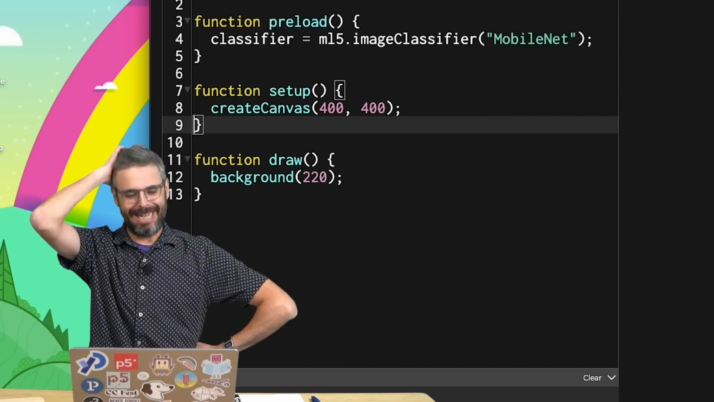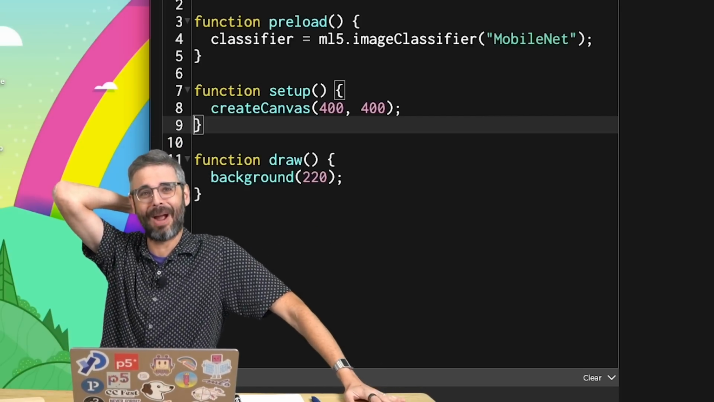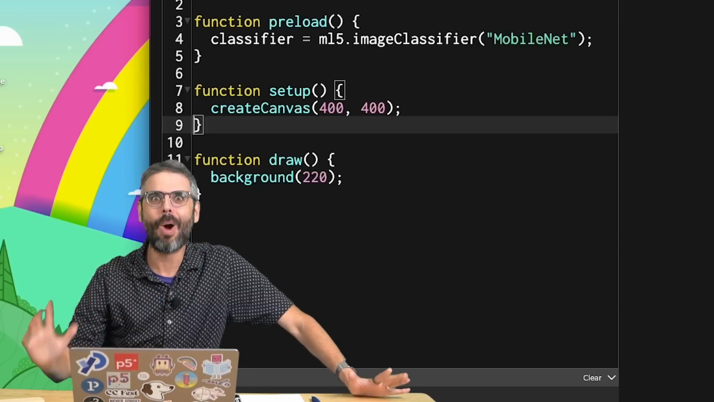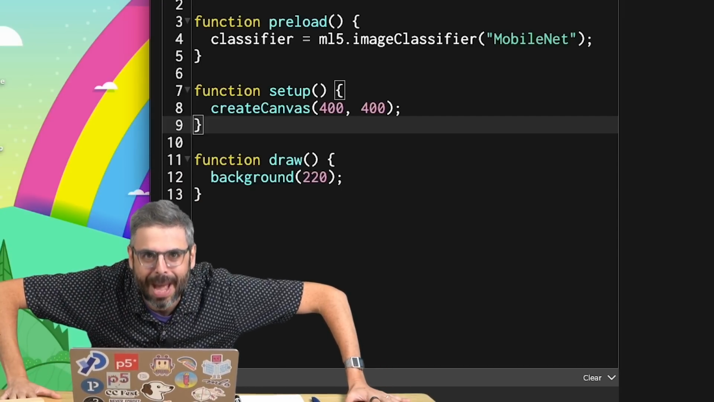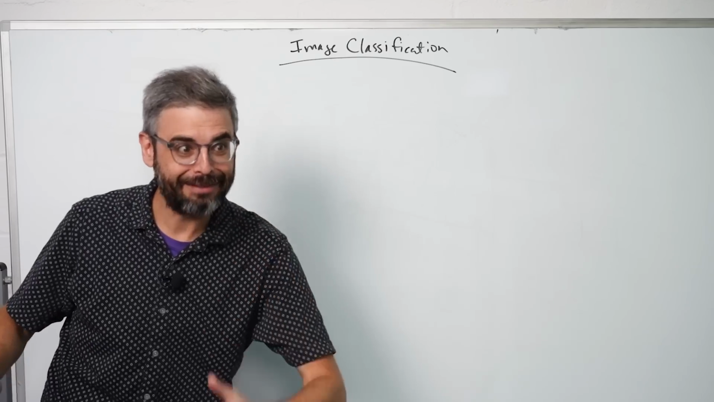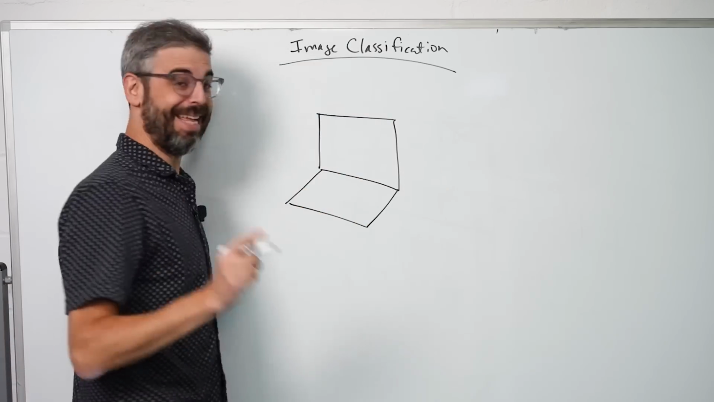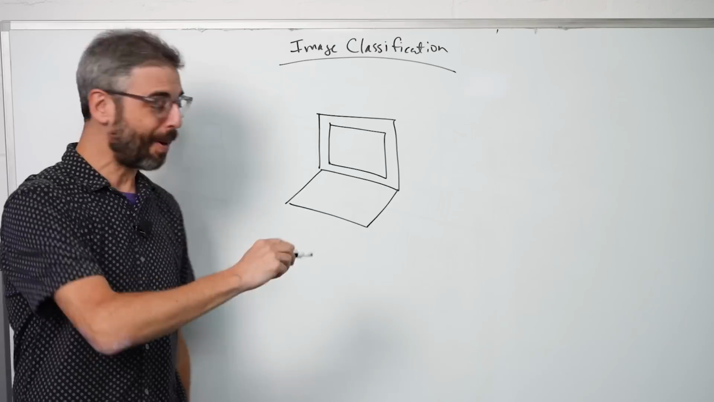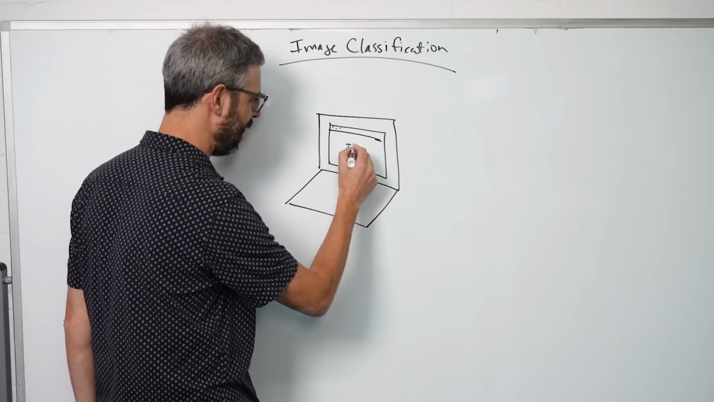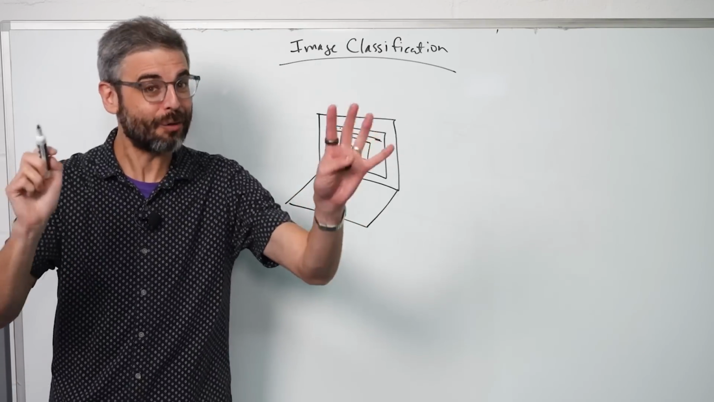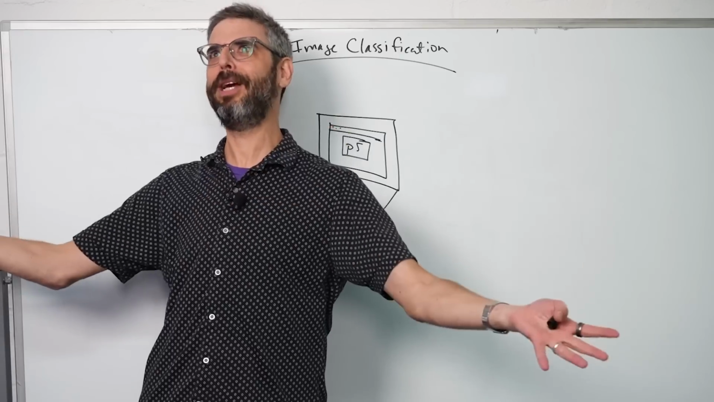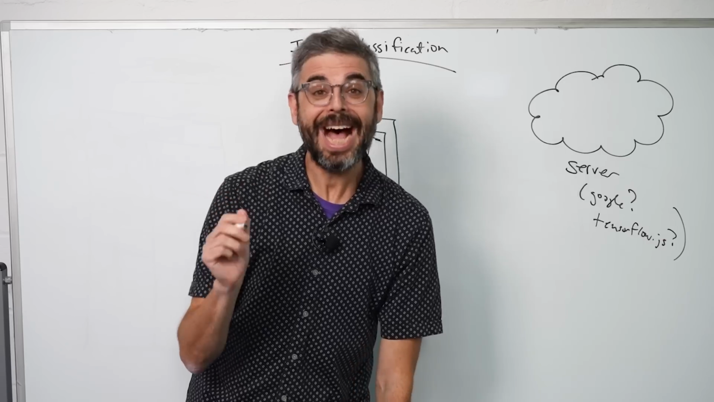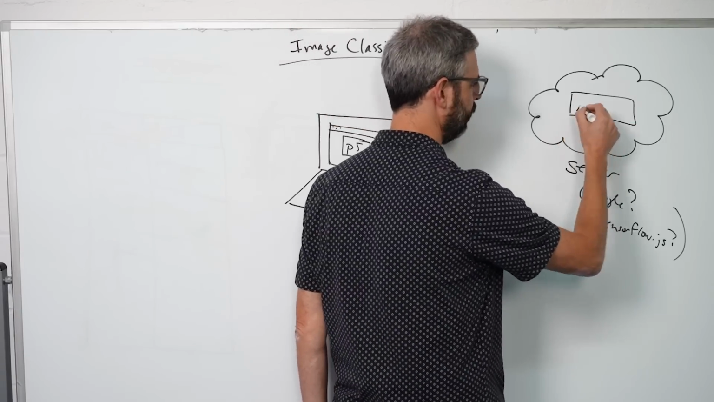Now, let's take a minute. I'm really good at making these videos way too long, but I think this is important. Let's talk about where the model is actually coming from and where it's stored. We have a laptop. Inside that laptop is a browser. Inside that browser is a p5 sketch. There is a server out in the world, probably owned by Google, that has the files for the MobileNet model.